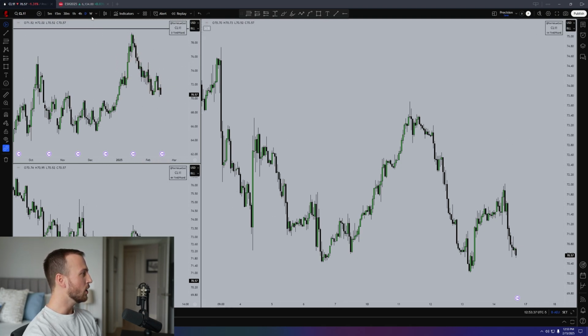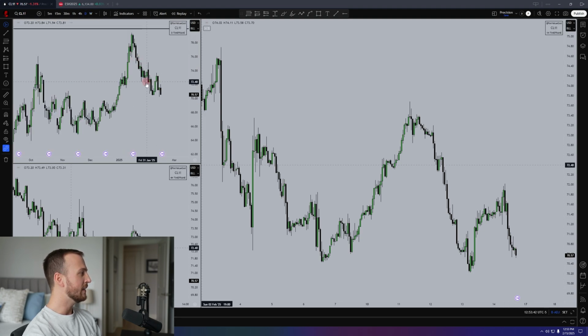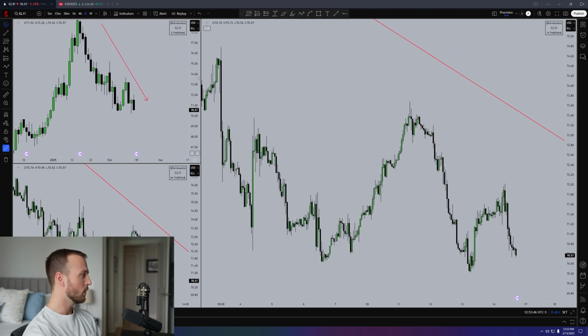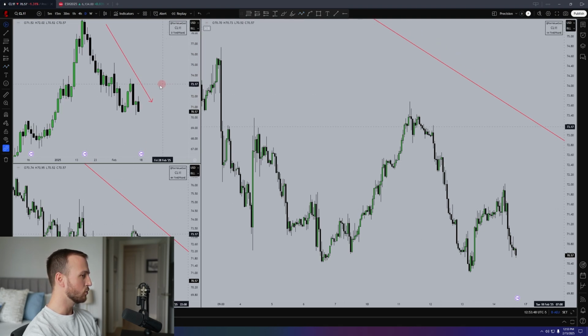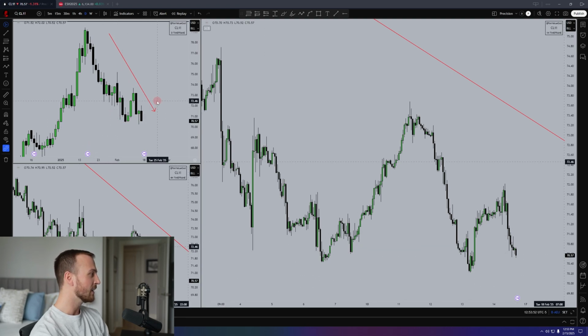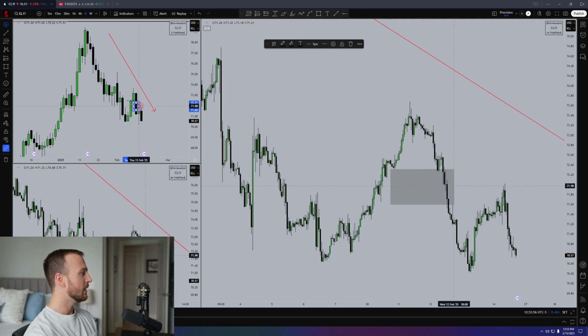The first thing I noticed on oil was, one, we had these equal highs up here, but on the daily chart, we're in this bearish institutional order flow. And so price is seeking lower prices, price is seeking sell side liquidity. And I noticed this daily imbalance right here.